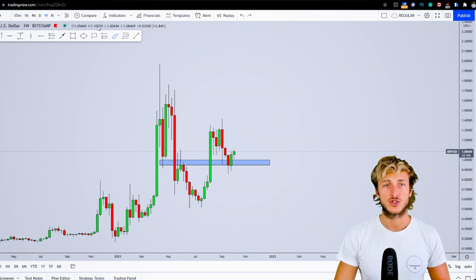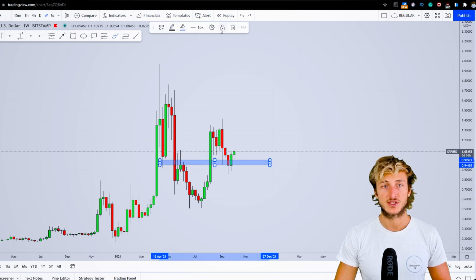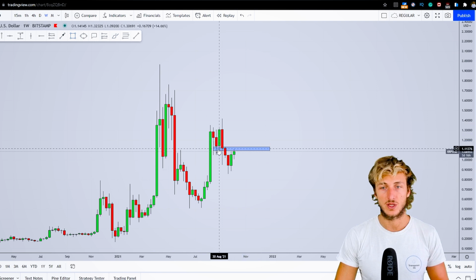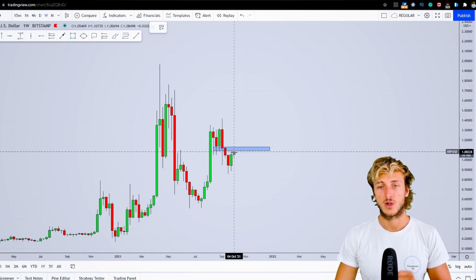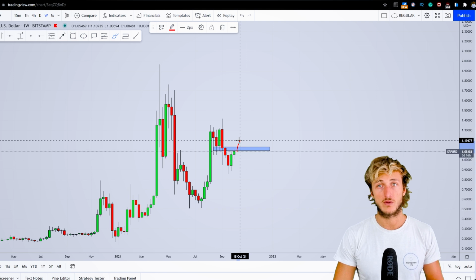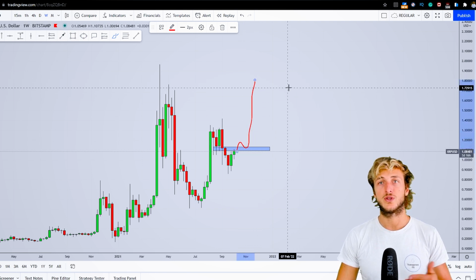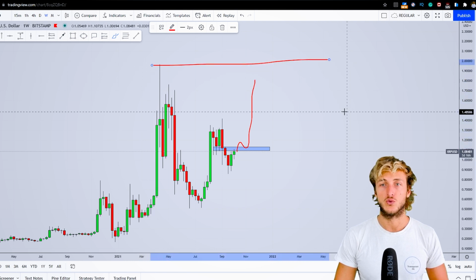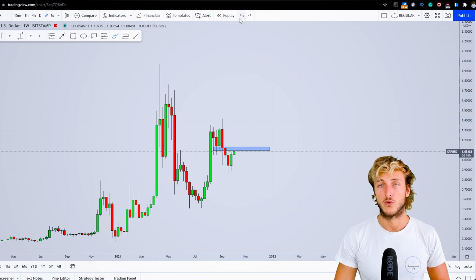And if we manage to successfully break and close above the resistance that we have here from a weekly perspective, at this previous weekly support turned resistance, that would easily pave the way for a new test of the $2 mark here for XRP.